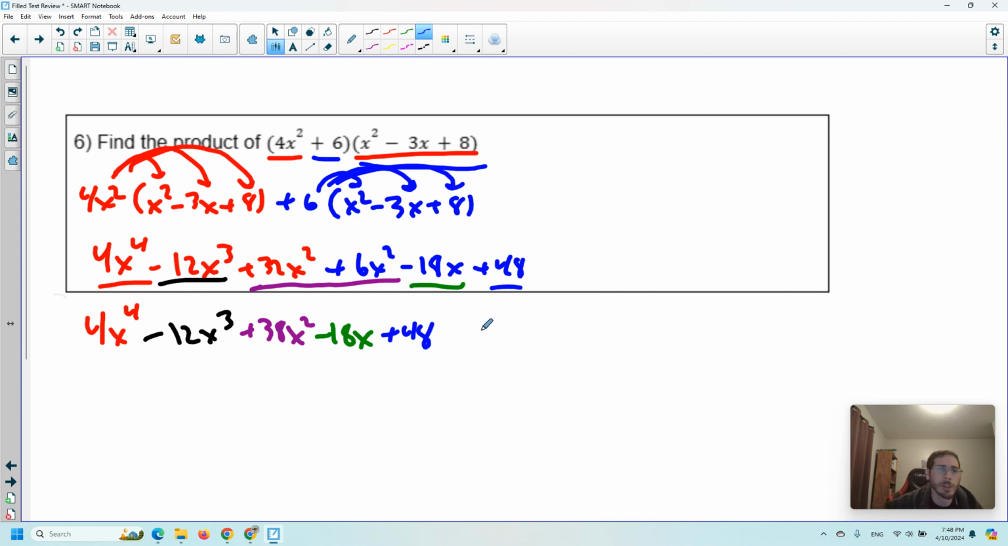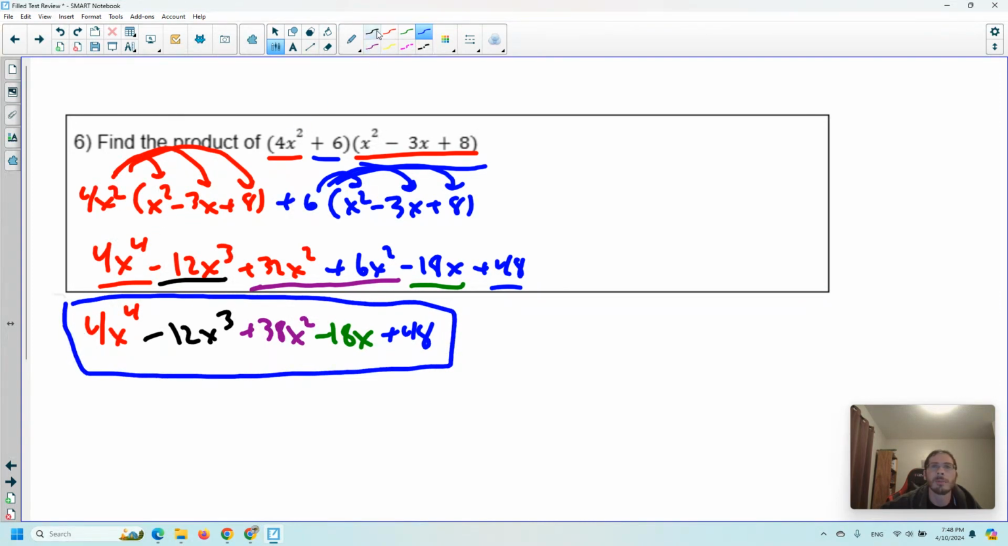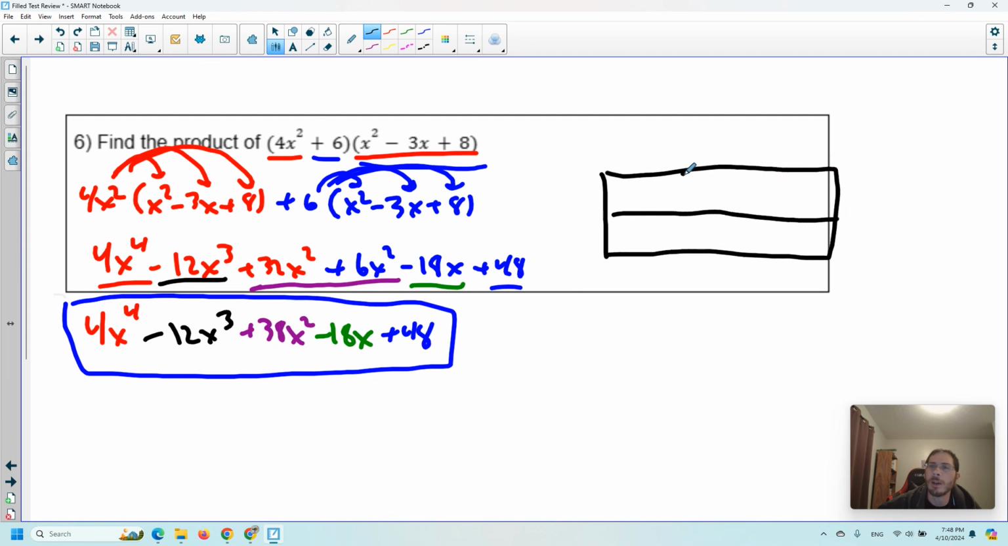So if you like doing it with the double distributive property, you can see it doesn't take up too much space, pretty clean, and we're all set. If you want to do it the other way, with the boxes, you can see we've got a binomial times a trinomial. So one of the sides has to be 3 boxes big, the other has to be 2 boxes big. So I just kind of saw it this way: 4x squared and then plus 6, x squared minus 3x plus 8. And we just kind of fill in all of our areas.